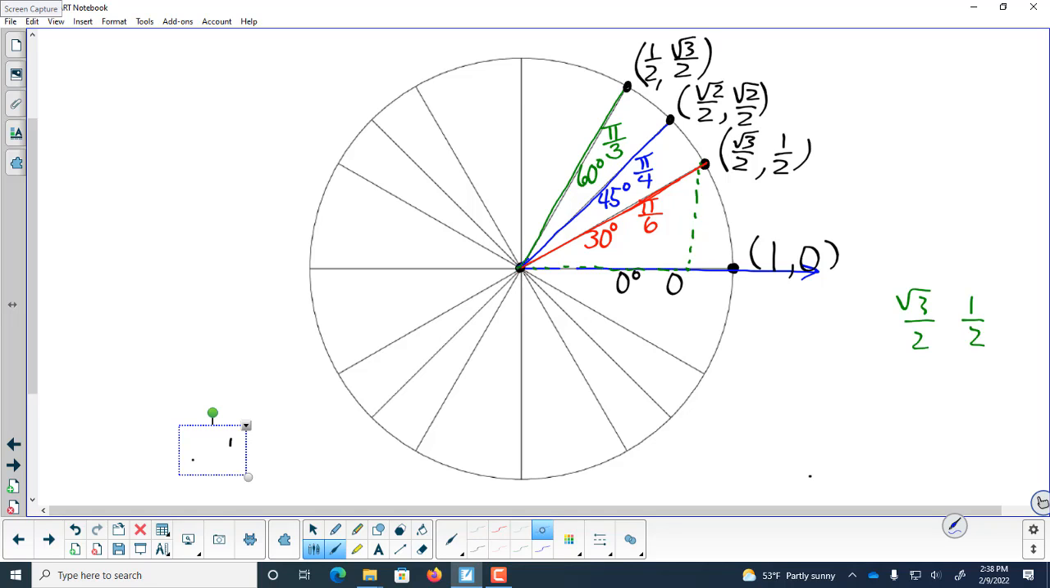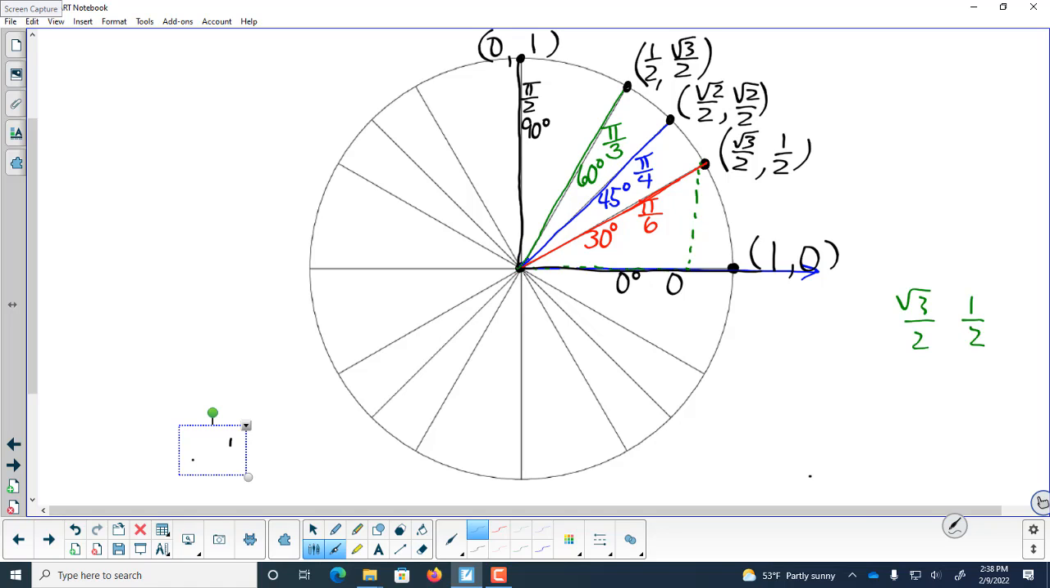Then we get up here. What angle are we at here? 90. So 90 and pi over 2. What are the coordinates of this point? What's the x coordinate? 0. The y coordinate? 1. So that means that the cosine of pi over 2 is 0. The sine of pi over 2 is 1.